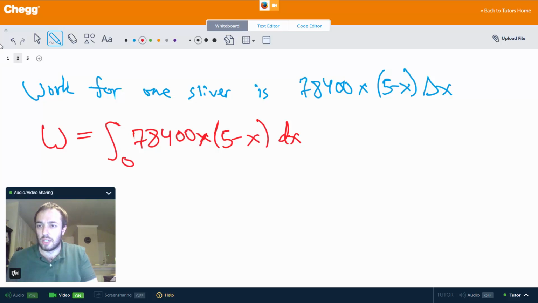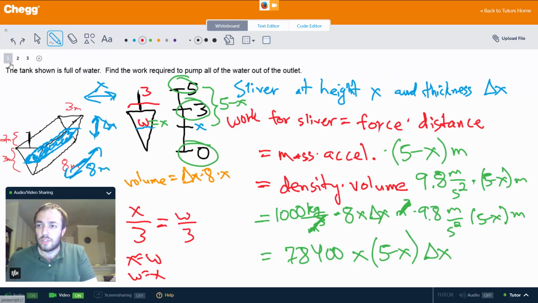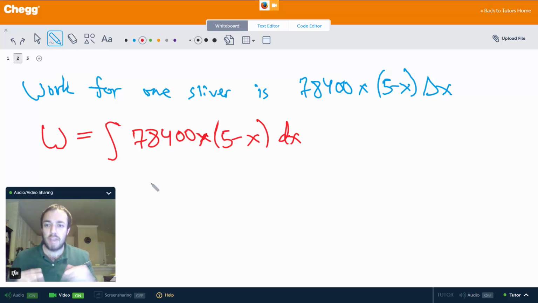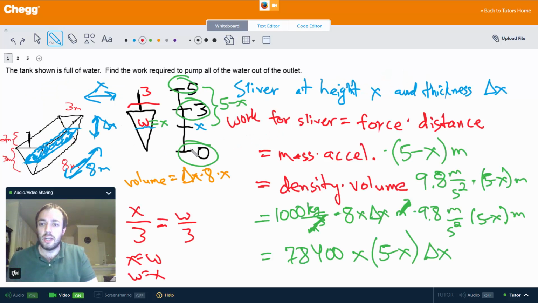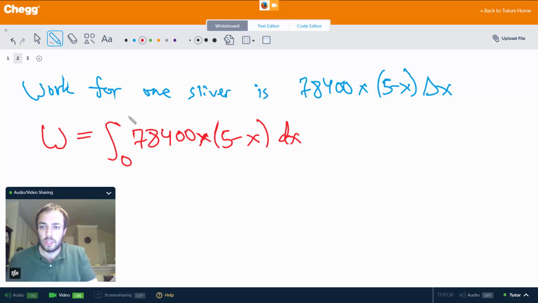Now, what are the limits of integration? Well, spoiler alert, one of them is 0. So we always want to integrate where the liquid is, okay? Because remember, we're integrating over all of the slivers, so we have to integrate where the slivers are. In other words, integrate where all the liquid is. And here, our liquid goes from 0 to 3 because the tank is full. So our limits of integration are going to be from 0 to 3. Okay, and this is the integral that gives us the work required to pump all of the water out of the tank. So let's go ahead and evaluate this.